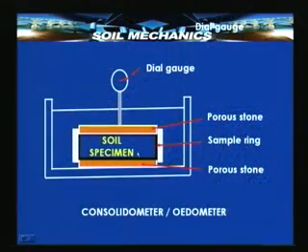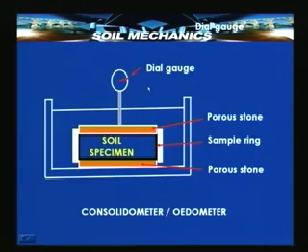Let us go back briefly to the consolidometer or the odometer. We know that in this we will have a soil specimen sandwiched between two porous stones inside a container filled with water. When we apply a load, drainage takes place, the water in the soil specimen is expelled through the porous stones and the soil specimen compresses. And a typical odometer test consists of measuring this compression.